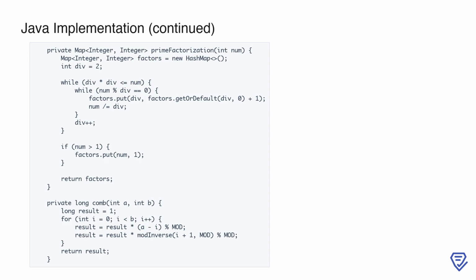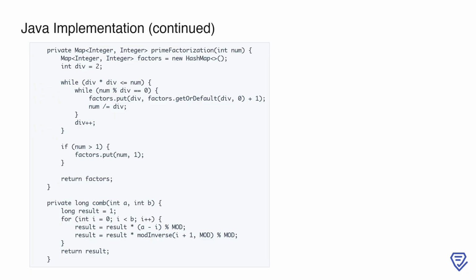The prime factorization logic is implemented in the prime factorization method. Here, we use a map to store the prime factors of a number along with their exponents. We start dividing the input number by the smallest divisor, 2, and incrementally move to higher divisors. Each time we find a factor, we update its count in the map and reduce the number by dividing it. Once the divisor squared exceeds the remaining number, we check if the number is greater than 1, and if so, we add it as a prime factor with an exponent of 1.